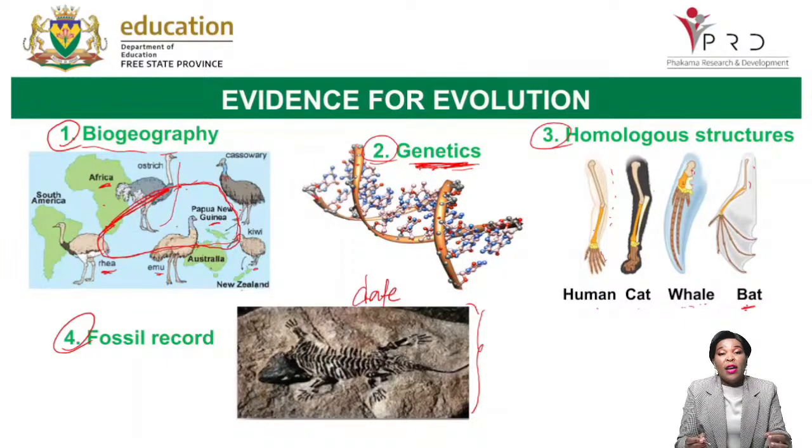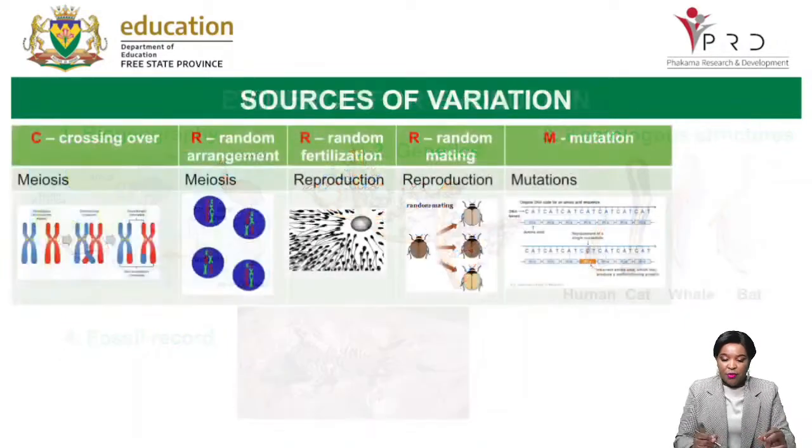So I hope now when they ask you what evidence was used by scientists to support the theory of evolution, you will boldly just write biogeography, genetics, homologous structures, and fossil records, because those are the things that were used to support evolution.